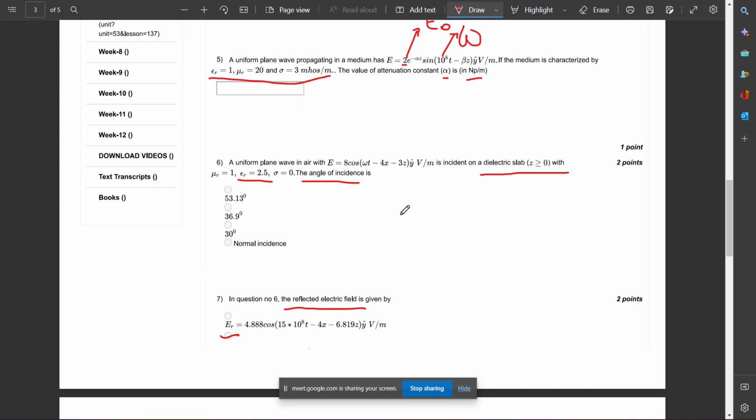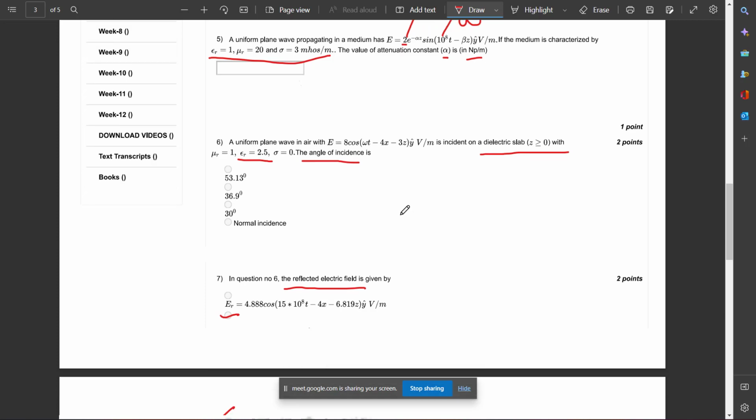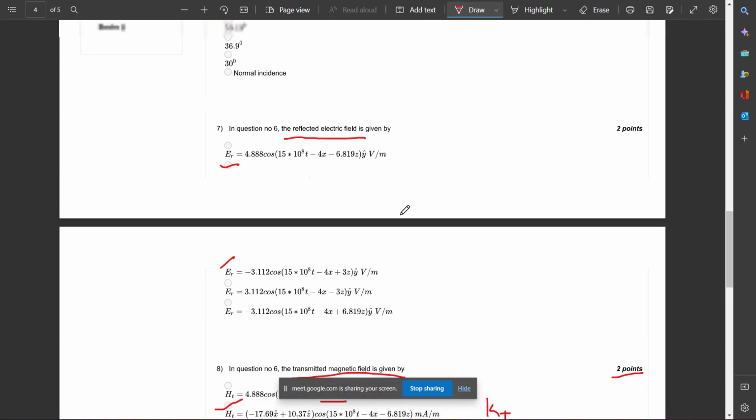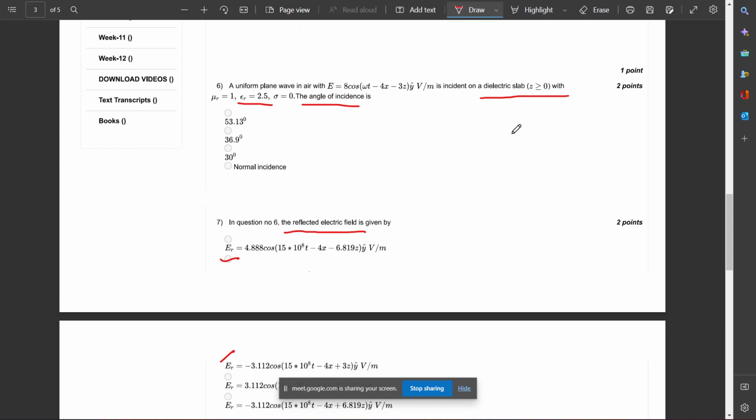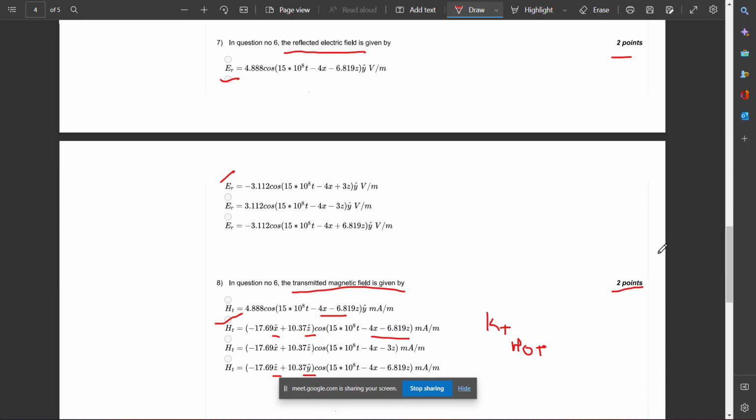But if you really see, in GATE questions also, if you go for the GATE exam, here, for this one concept, for different mediums, if we have a plane wave, if you understand this concept, you have around 6 marks total.